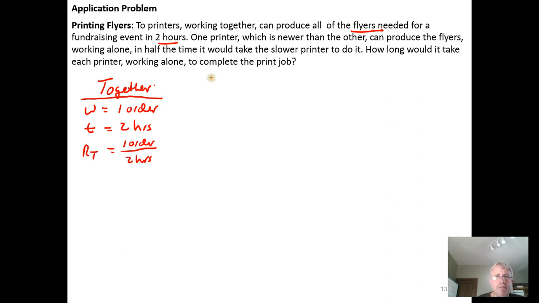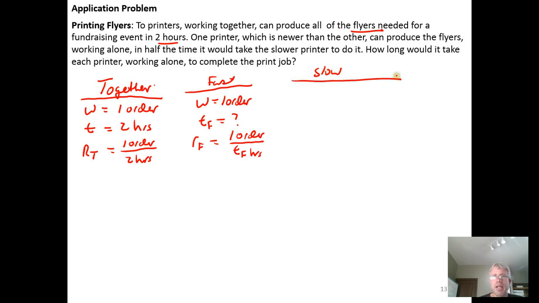And then I could look at the fast printer, and I could say, look, the work that needs to get done is 1 order, and the time that it takes the fast printer to get the work done, well, I don't know. So I just represent it with the time that it takes the fast printer to get the work done. Then the rate of the fast printer is 1 order per T sub F hours.